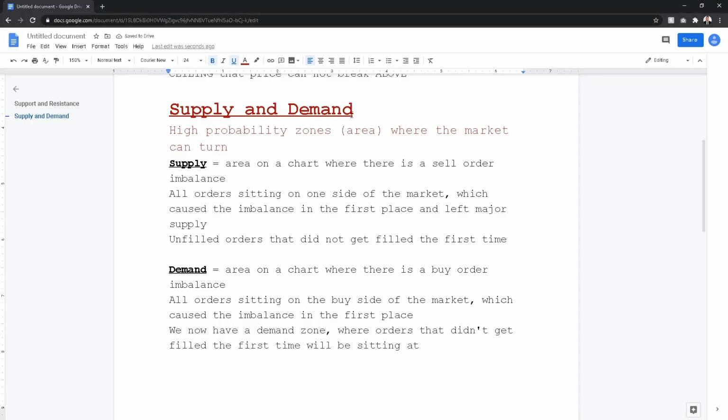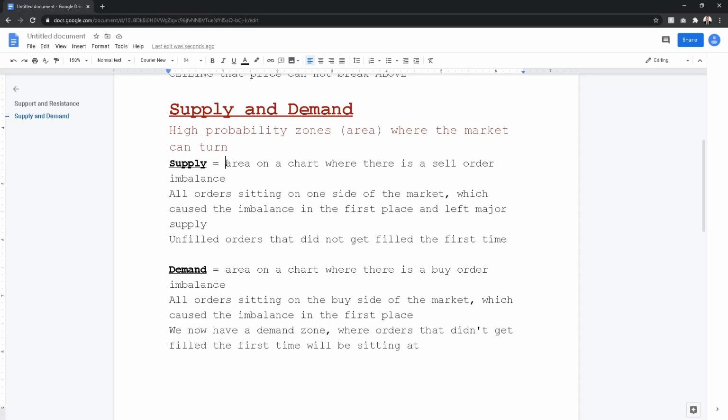Supply and demand are zones. It's basically an area on a chart that has a high probability of where the market can turn. So this is the key point. There are zones and just areas that serve as high probability turning points of the market.